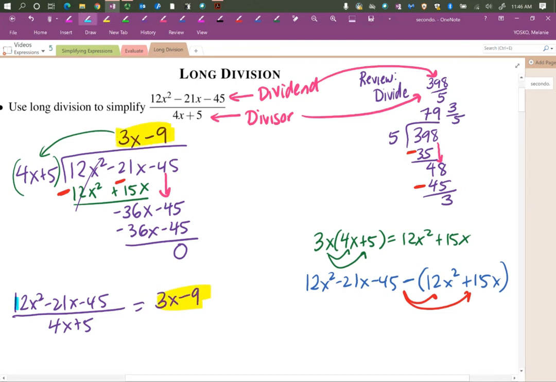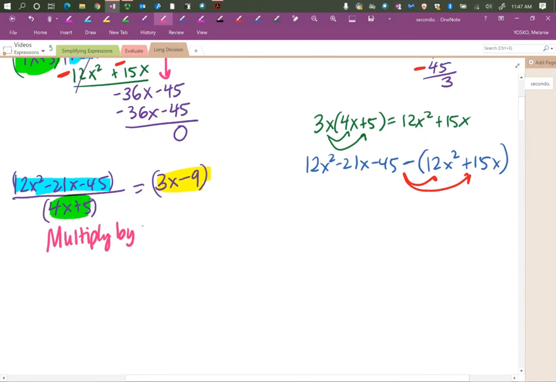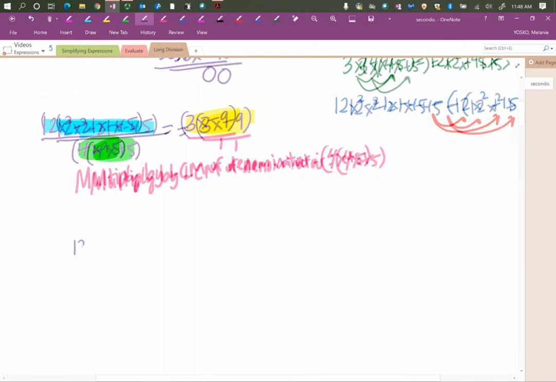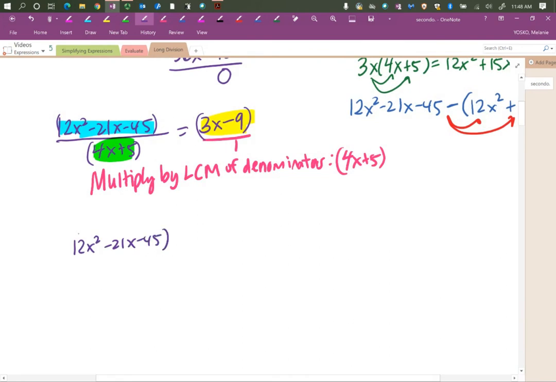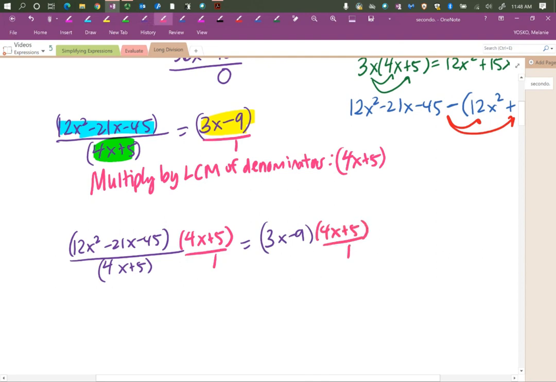So I'm just going to kind of color code the pieces for you. Now, if you want to write this as an equation without any fractions, you could multiply by the least common multiple of the denominators, which there's only one denominator, right? I can write this one over 1, but there's only one denominator, 4x plus 5. We can rewrite 12x squared minus 21x minus 45. I'm just showing every step, so I just needed a little bit more room. I would multiply this by that denominator, so the denominators will cancel, right? But if I do that to the left-hand side, I better also multiply by that on the right-hand side. If you want to put this over 1, you can, but we're going to see those are going to cancel. So you have 4x plus 5 in this denominator and 4x plus 5 in this numerator. So we end up with 12x squared minus 21x minus 45 equals 3x minus 9 times 4x plus 5.